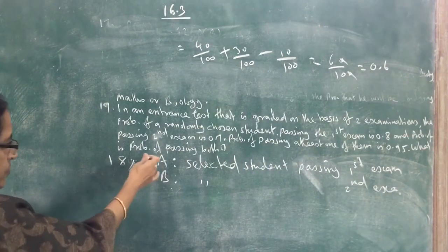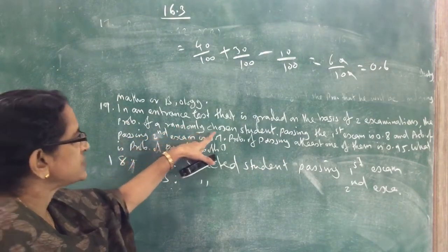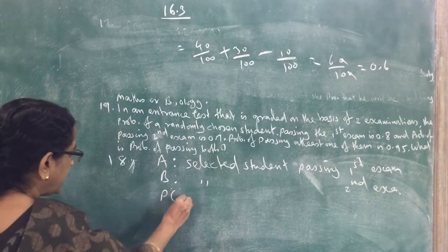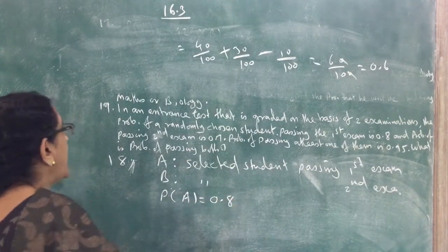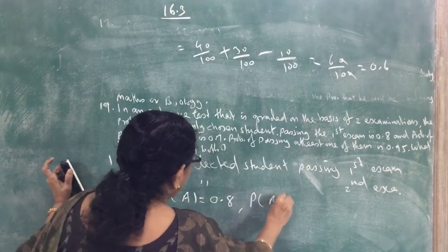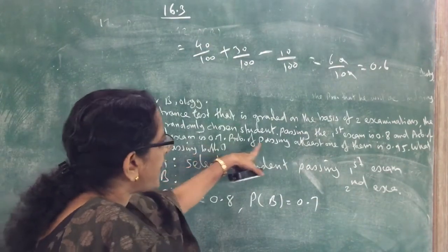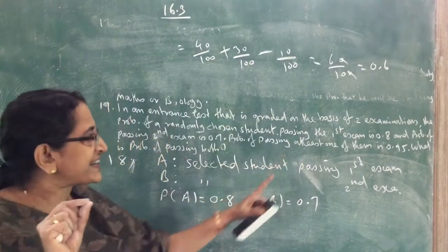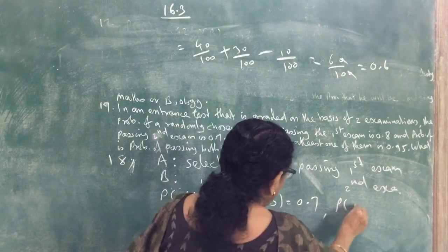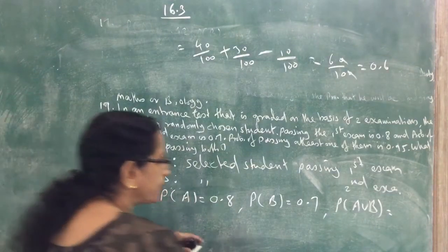So with respect to these events, what is given? The probability of a randomly chosen student passing the first exam is 0.8, so probability of A equals 0.8, and the probability of passing the second exam, probability of B, equals 0.7. Then the probability of passing at least one of them. What is the meaning of at least one of them? That means probability of A union B. So probability of A union B equals 0.95.